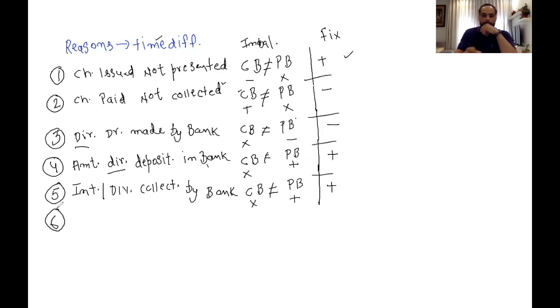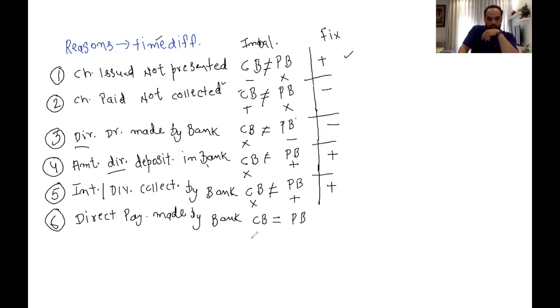Now number 6, direct payments made by bank. Cash book and passbook. Payment directly made by bank means my bank account is directly debited, so I have no information about it in my cash account. Money goes out and I have no information because it directly impacts without any notice. So that's balance unequal. How can we fix it? We will minus. All right, so this is number 6. Now number 7, I guess 7, 6 or 7. I think I missed something in the last session, but 6 or 7 is maximum 7.